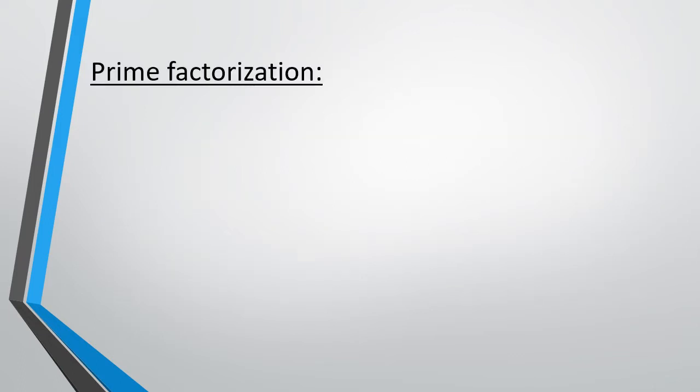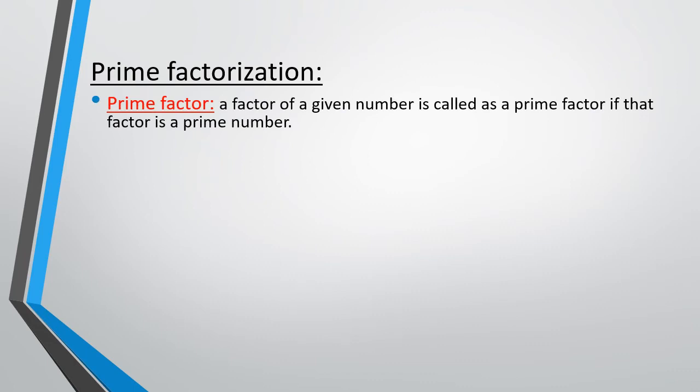Prime factorization. What is a prime factor? A factor of a given number is said to be a prime factor if that factor is a prime number itself. In this example, 2 and 3 are said to be the prime factors of 12. Now what are the factors of 12? 1, 2, 3, 4, 6 and 12 are the factors of 12. Among these, only 2 and 3 are prime numbers. That's why 2 and 3 are said to be the prime factors of 12.